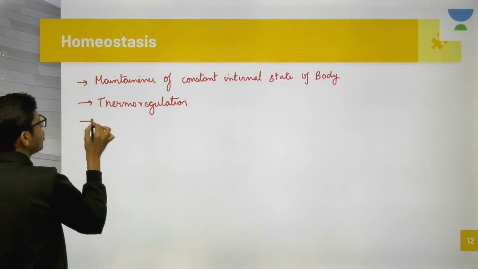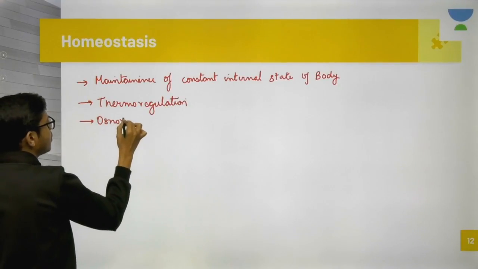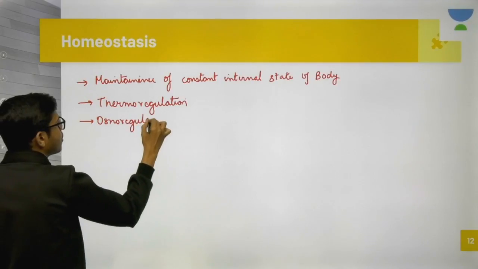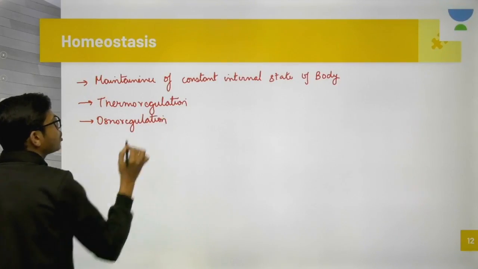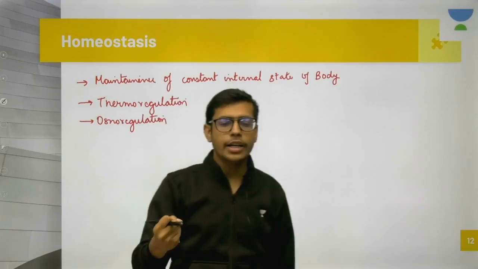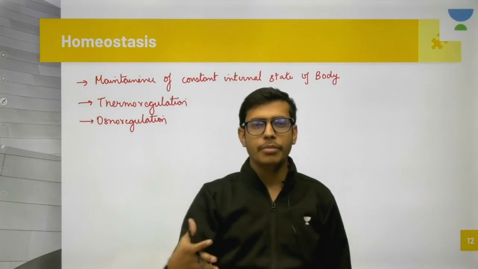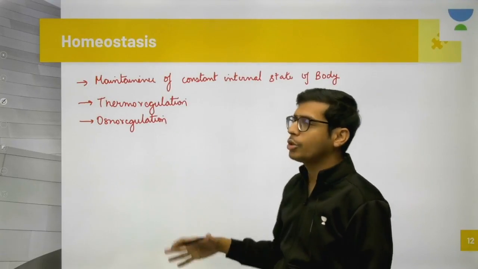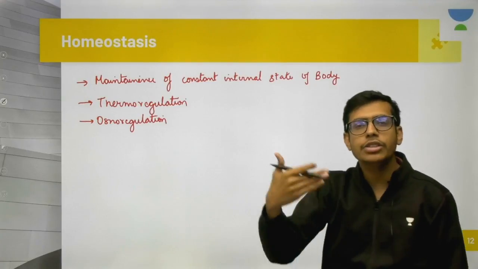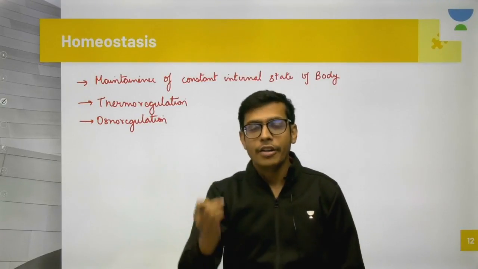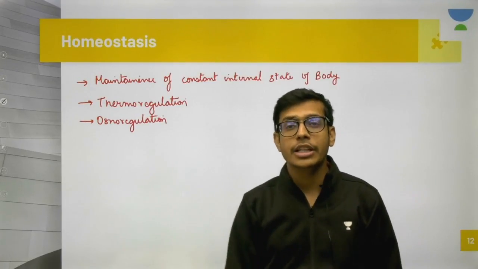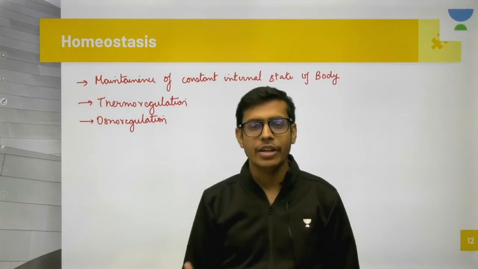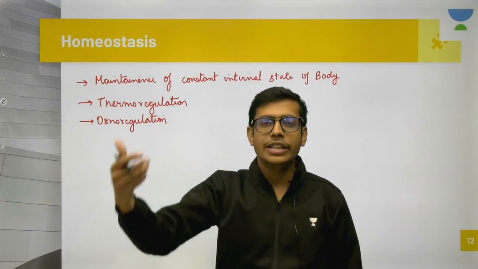So thermoregulation is a part of homeostasis. Secondly, osmoregulation. Osmoregulation is a part of internal body maintenance, right? So this is again homeostatic control. Now how does this homeostatic control work? Obviously, as mentioned earlier, it is because of our ECF, right? So we'll see how the ECF flows to various parts of our body, right?